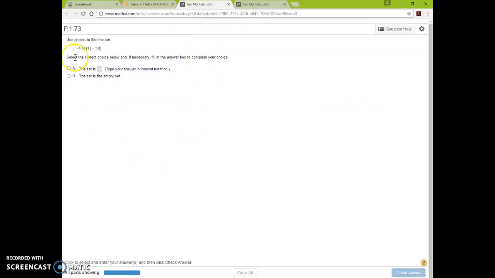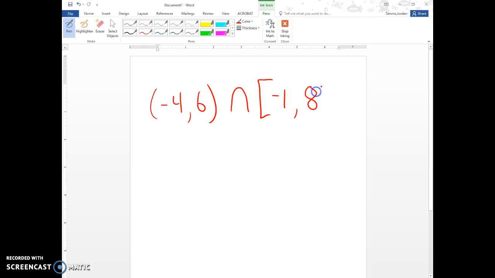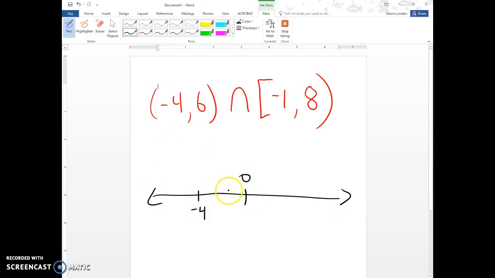Next one, use graphs to find the set. And we have the interval from -4 to 6, and that's going to intersect from -1 to 8. So when they say use graphs, we're just talking about a number line right here. Okay, so here's a number line, not drawing it to scale. Here's -4, here's -1, here's 6, and here's 8.